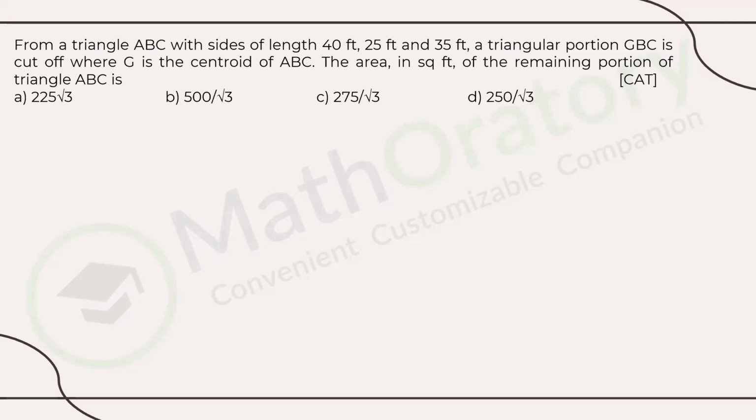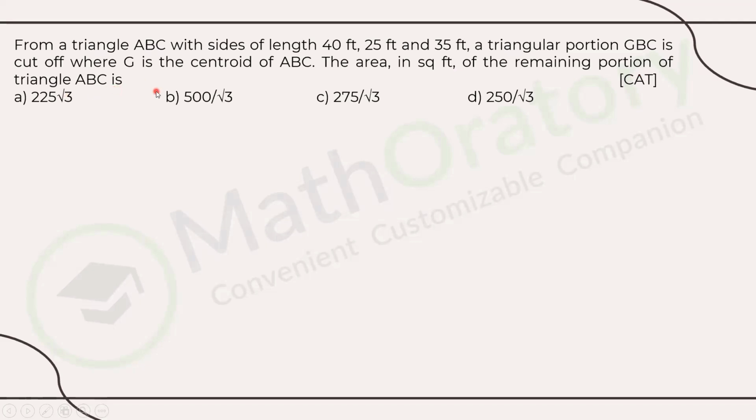Okay, so fairly, we have a good conceptual question. Again, a CAT problem, as I already mentioned. So let's first read this. From a triangle ABC with sides of the length 40, 25, 35, all in feet. So all the three sides are mentioned. A triangular portion GBC is cut off where G is the centroid of ABC. So G being the point that is known to us. So centroid, meeting point of the medians. Conceptually, that should be a basic idea everybody should be aware of. The area in square feet of the remaining portion of the triangle ABC is.